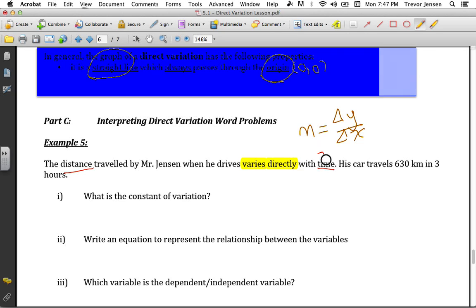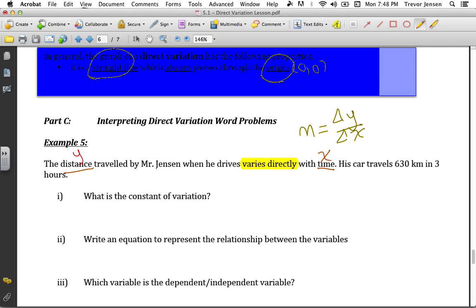Remember, time is always going to be your independent variable, and distance traveled, that's me, my dependent variable. Time independent, distance dependent. X always goes with the independent, y always goes with the dependent. And that's because the distance I travel depends upon how long I've been driving for. Okay? Y depends upon x. Y varies directly with x.